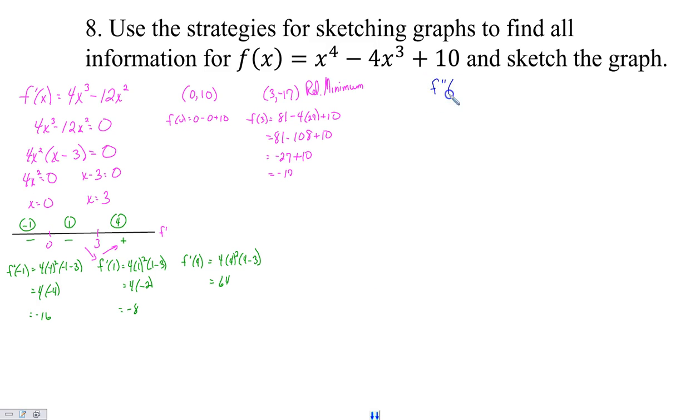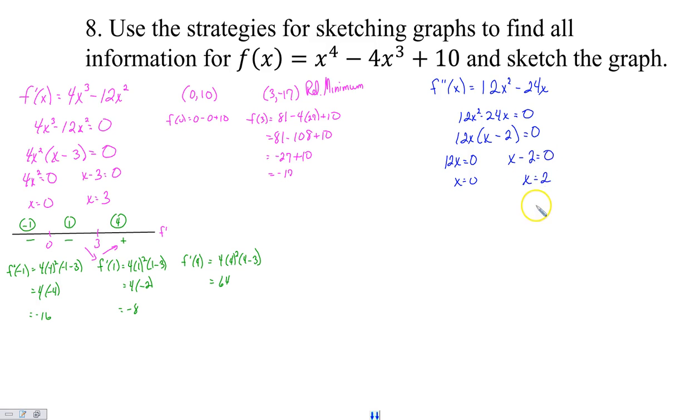So our second derivative of this function is going to be 12x squared minus 24x. We're going to set that equal to 0, so 12x squared minus 24x is equal to 0. We can factor 12x out of both of these. That's going to leave me with an x minus 2. And so I'm going to get two critical values, one where x is equal to 0, because when 12x is equal to 0, x will be equal to 0. And I'm going to get a second critical value from my second derivative when x is equal to positive 2.